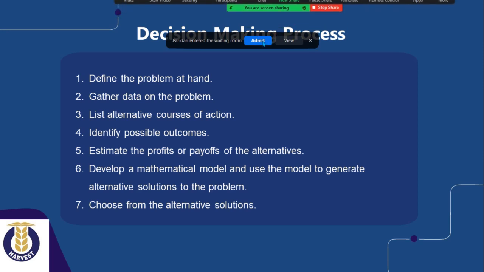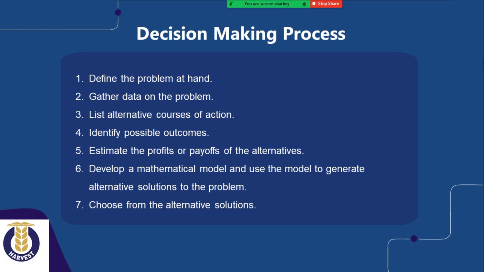When that is done, we go to step number 6 to develop a mathematical model. As we are going to see, various models are available. We develop a mathematical model and use the model to generate the alternative solutions to our problem. Then finally, in step number 7, we select from the alternatives the best course of action, and that is the alternative solution.